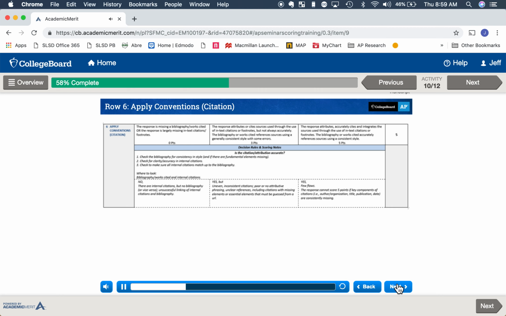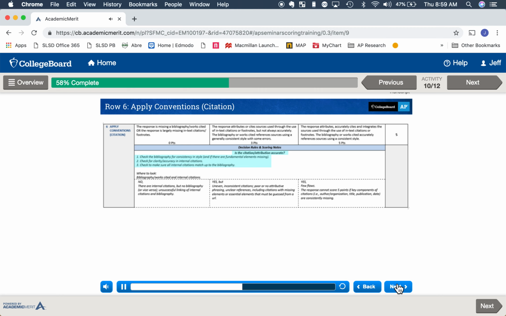Row 6 is focused on attribution of sources and is fairly straightforward. Here the guiding question is: is the citation or attribution accurate? It involves a 3-part check. Firstly, check the bibliography or works cited for consistency. Secondly, check for clarity in internal citations. And thirdly, check to make sure that the internal citations match up to the bibliography or works cited.